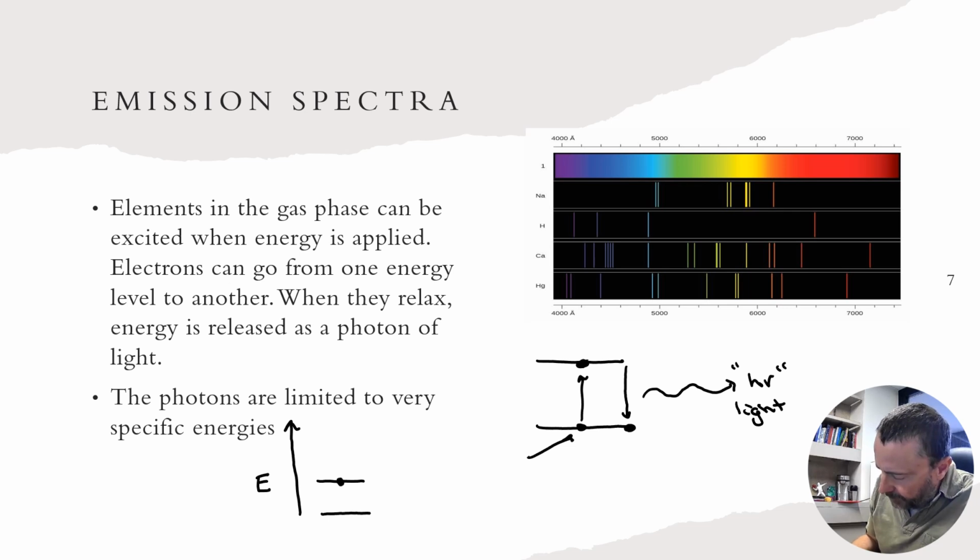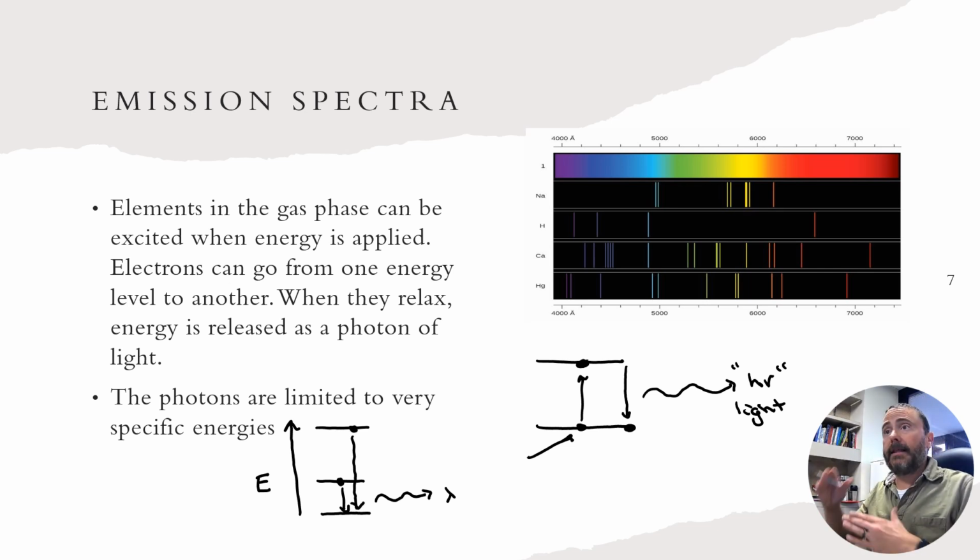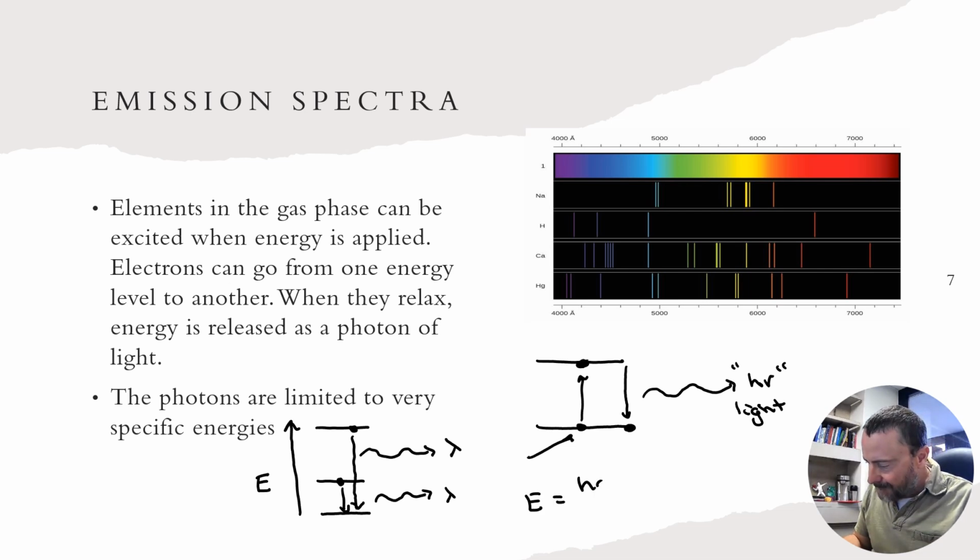So if I fell from, say, here down to here, this would have a very specific wavelength associated with it. Versus if I fell from here all the way down there, that's a very different amount of energy, so that wavelength is going to be different. Because E is equal to hc over lambda, since the energy differences are different, the wavelengths are going to be different as well.